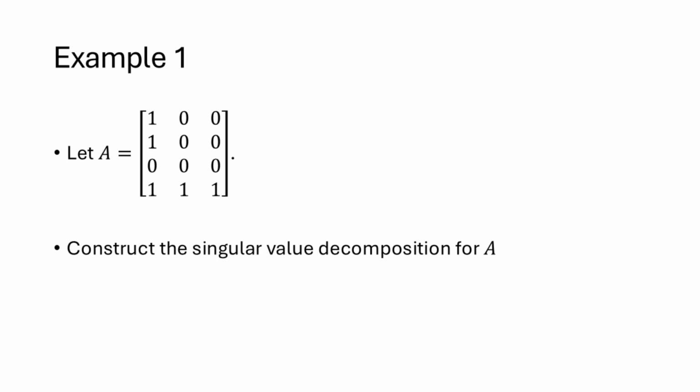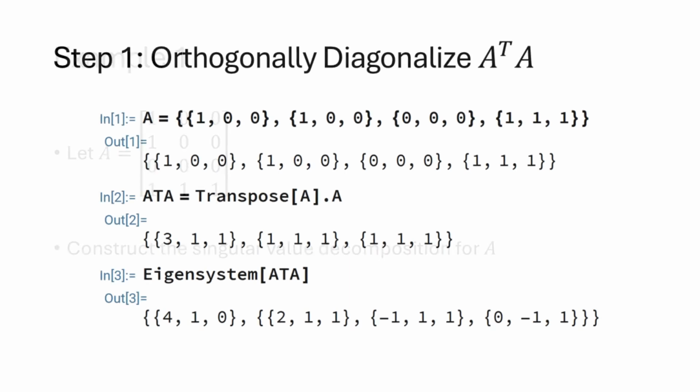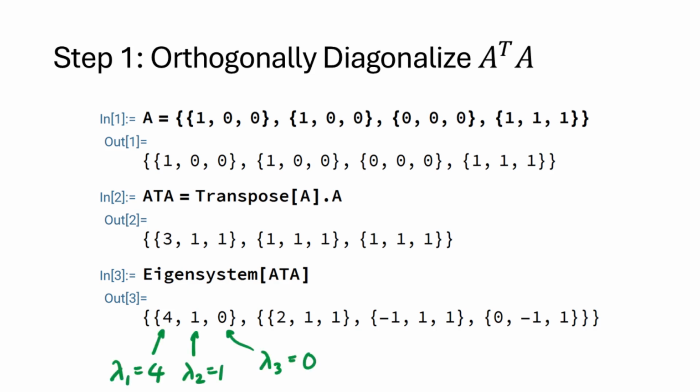So here's a matrix A. We want to construct its singular value decomposition. We'll use technology to help us out. We'll start out by typing the matrix A into Wolfram. We'll compute A transpose A, and then we'll use the eigensystem command to find the eigenvector basis for R3 in this case. So we see that we have 3 eigenvalues of A transpose A. Lambda 1 is 4, lambda 2 is 1, and lambda 3 is 0. And remember that the singular values for A are the square roots of these eigenvalues.